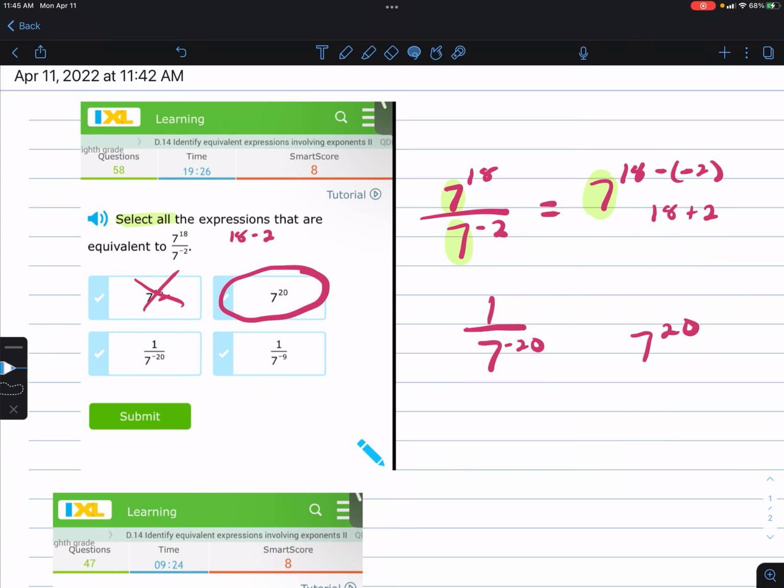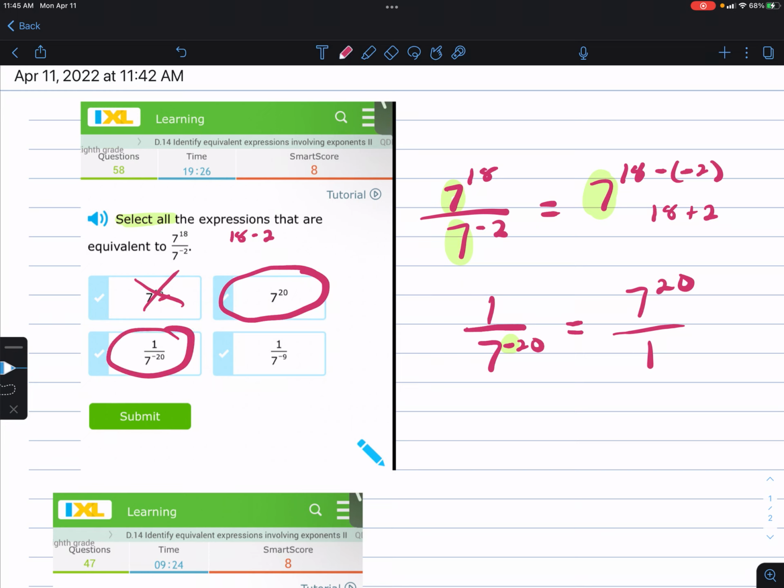Whenever we're dealing with negative exponents, you can think of it as the reciprocal exponent. It flips the fraction and changes the sign of your exponent. So basically in this one, they made it happy. These are equivalent. So this is our second answer.